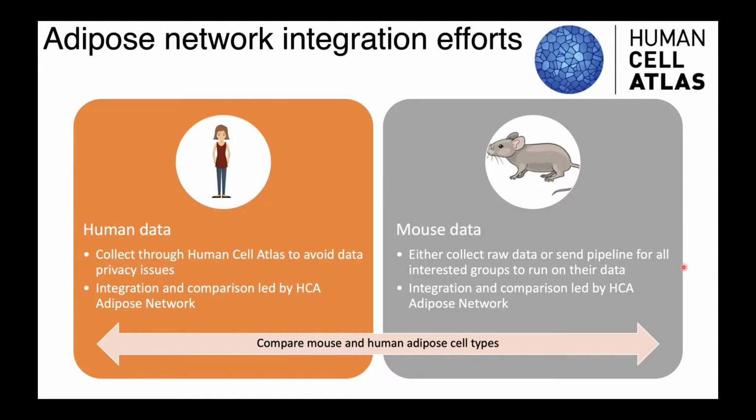Again, collect from anywhere we can. This one won't be through the HCA, as there are many fewer privacy concerns when it comes to mice. And we're going to integrate the mouse data across groups and then compare mouse and human adipose cell types.